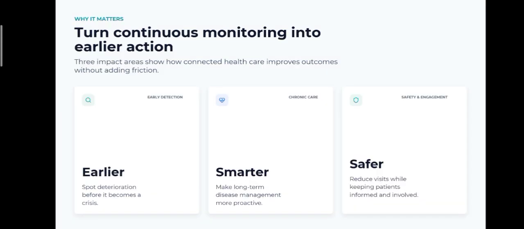So let's move on to slide 4. Why does it basically matter? This technology is important because it helps detect health problems before they become severe. It improves chronic disease management for conditions such as diabetes and heart disease. It also increases patient safety and engagement by reducing unnecessary hospital visits while keeping patients connected to the healthcare providers.